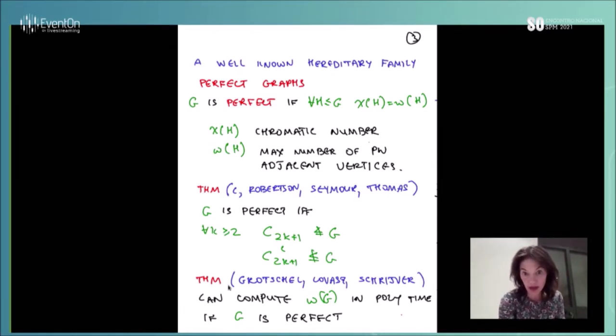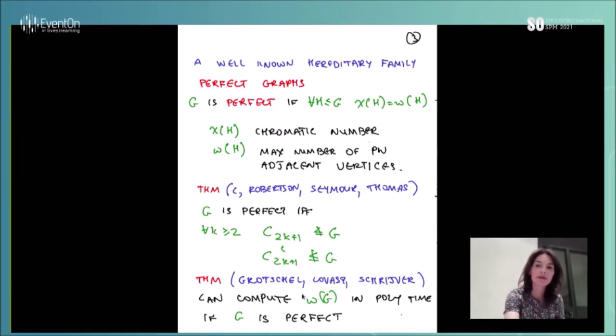Then Grötschel, Lovász, and Schrijver were able to prove that if your input is perfect, then computing clique number can be done in polynomial time, right? So it's NP-complete for general graphs, but for perfect graphs, it can be done in polynomial time. This again tells you that these are very special graphs. And for perfect graphs, this implies all kinds of other problems that can be solved.